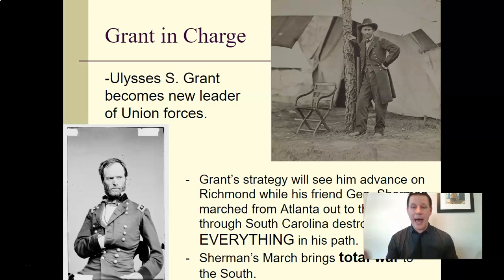He loses a lot of men. These are very bloody battles. But Grant, again, understands the North can afford it. And so he starts to apply pressure, which nobody really had done until that point. On top of that, one of his best friends is General Sherman, the guy who took Atlanta. And together they come up with a plan to end this war.